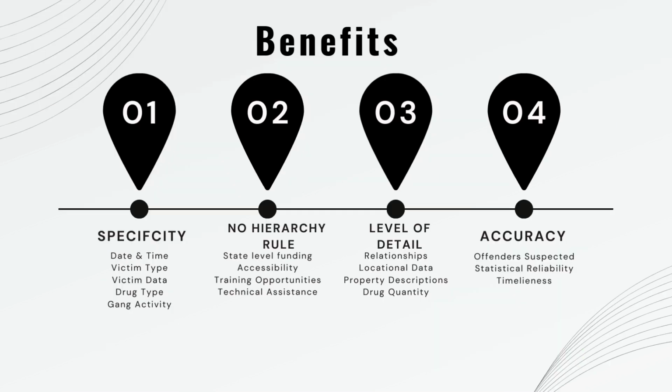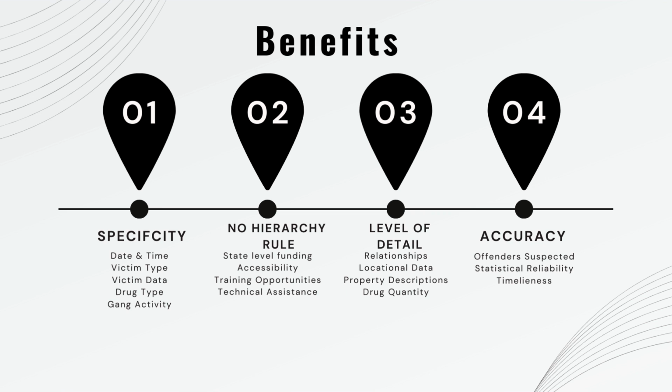Moving on, we have the benefits of the NIBRS system. First, there was specificity. This includes the date and time, victim type, victim data, if there were drugs involved, what type it was, and if there was any gang activity or gang affiliation. Second, there was a no hierarchy rule. This included state level funding, accessibility to training and to the system, training opportunities, and technical assistance for companies that wanted to maintain the NIBRS system in their daily functions.